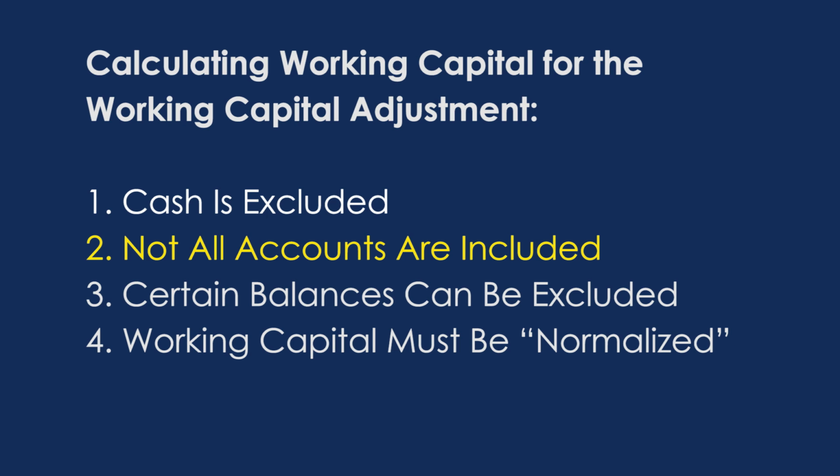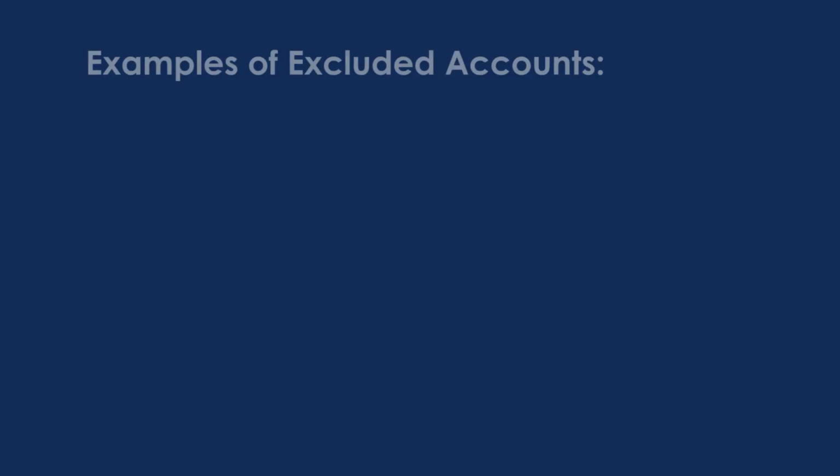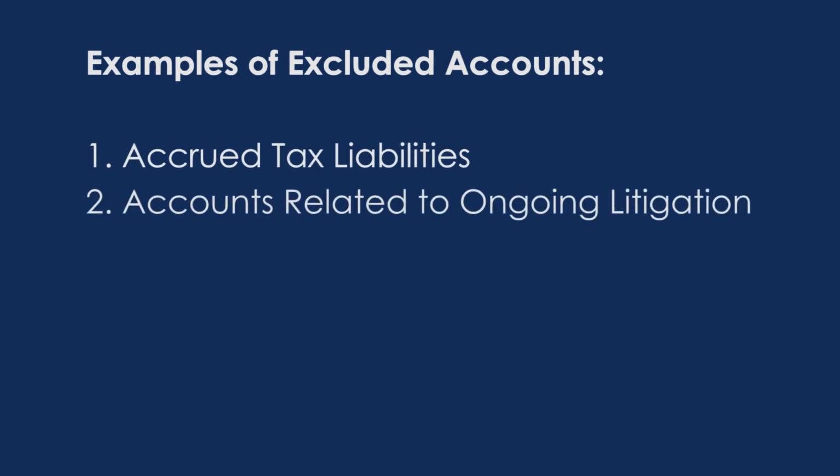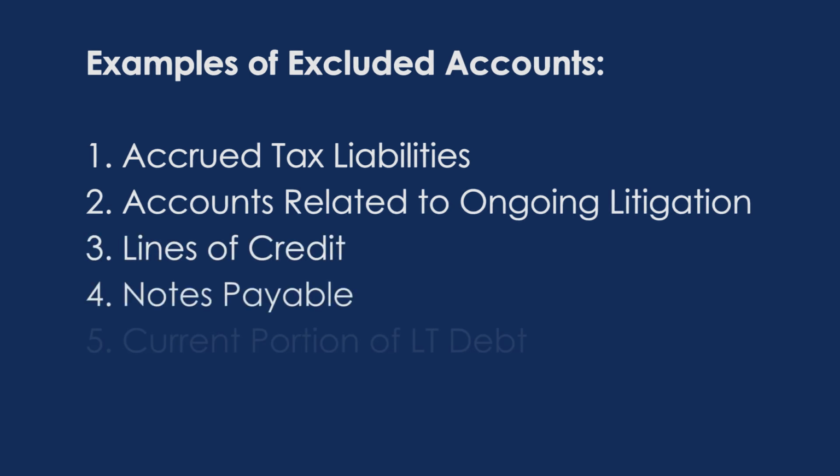Next, not all accounts are included. Both the seller and buyer will need to agree on which current accounts should be included for the purposes of the working capital calculation. You shouldn't ever assume that all current assets and current liabilities will be part of this sum. And as it relates to what's not included, the buyer and seller can agree to anything both parties find fair. That said, a list of common examples might include accrued tax liabilities, accounts related to ongoing litigation costs, lines of credit, notes payable, and the current portion of long-term debt.